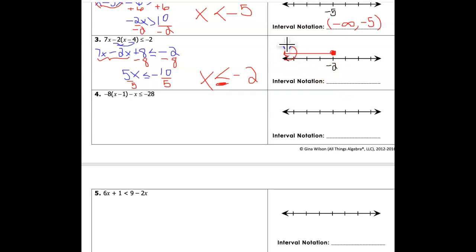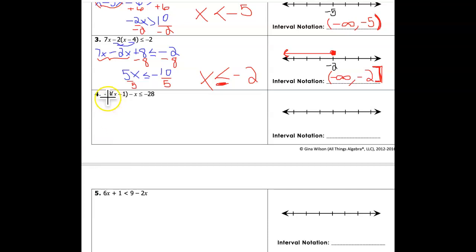Again, the arrow means we're going to the left forever. And so we're going to be at -infinity for our smallest solution. -2 would be the biggest possible solution. Infinities always get a parentheses, but this time, because the -2 is included, we put a bracket around the -2. So the parentheses means it's not included, it's an open circle. The bracket means it's a closed circle, and that number is included in your solution.